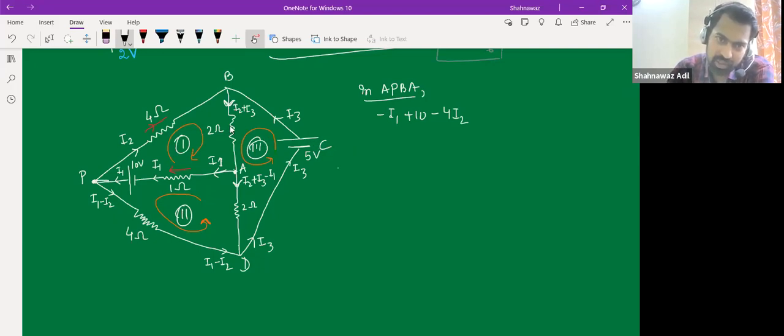And then we get back to this part. This is the loop, and the current direction is also the same. So what would be the voltage? Yes, 2. So minus 2, and current is how much? I2 plus I3. Now we have come back to the initial point A. We have come back.